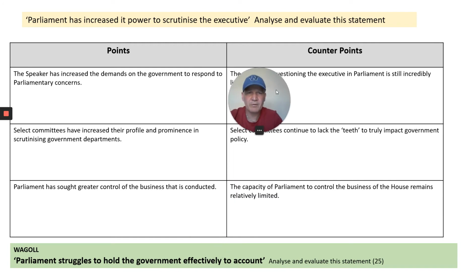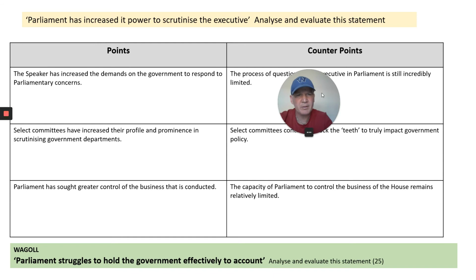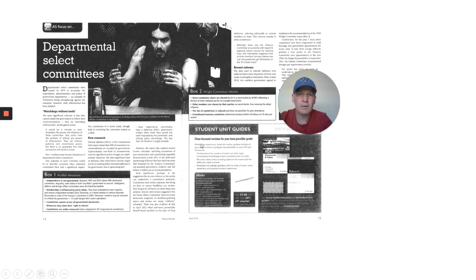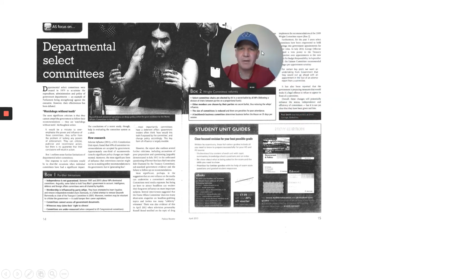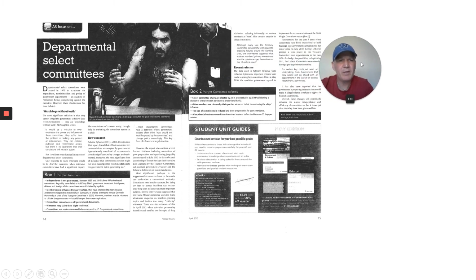And your job is obviously to complete the table with the explanation and examples linked to these points. To help you with that, I would say dig into your file again and see if you can find this article, the one with Russell Brand on it. Within that pack, you'll find various articles about the role of Parliament. This one is good in terms of how the departmental select committees have changed over time.